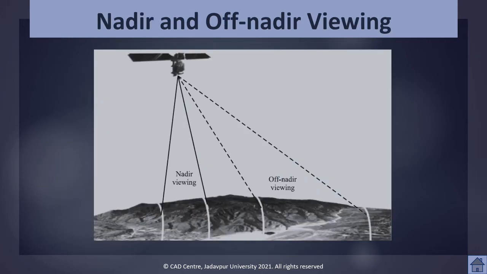Next, as you can see, nadir and off-nadir viewing. A satellite may look towards the nadir or even it may look off the nadir, and if it looks towards the nadir, then for the same angle of view the swath will be rather smaller, and if it looks off the nadir, then for the same angle of view the swath will be rather wider.